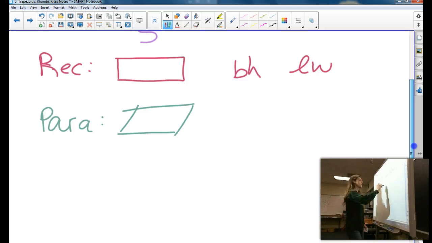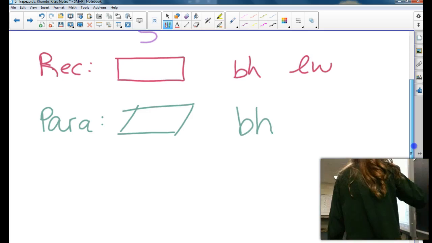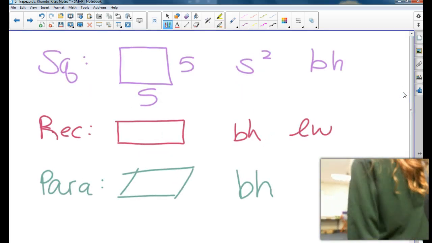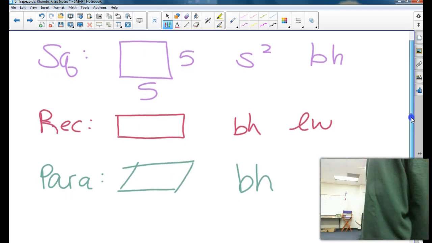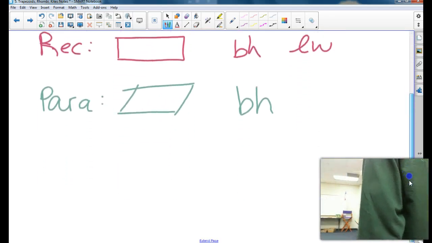Wow! Have y'all noticed that all three of those had the same area? Square, base times height. Rectangle, base times height. Parallelogram, base times height. How could it get any easier? How? All right, the last one we learned about. Kaylee, do you remember the last one? It's like half of a parallelogram.